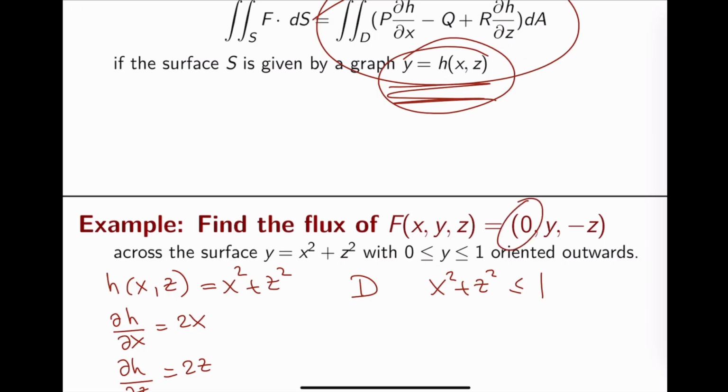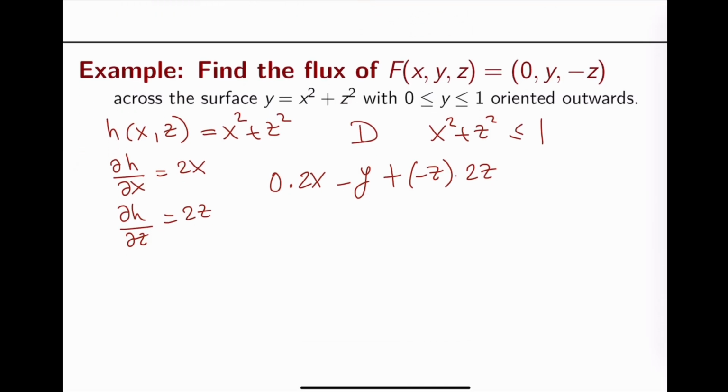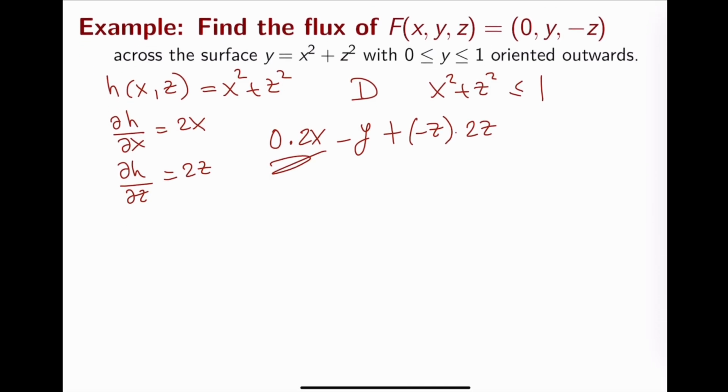And so the integrand that we have before will become now, I mean this integrand here will be P, that in our case is 0, times the derivative of h with respect to x, which is 2x, and then minus Q, just Q, that is y, and so plus R, which is in our case minus z, times the derivative of h with respect to z, that is going to be 2z. And so this is going to be our integrand. So let's simplify. This part is 0, so the whole thing here is minus y minus 2z squared.